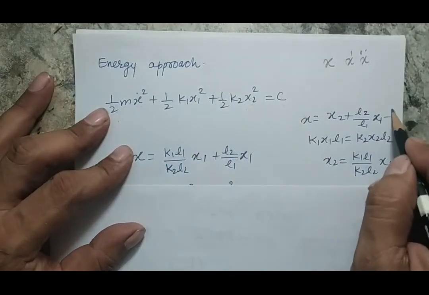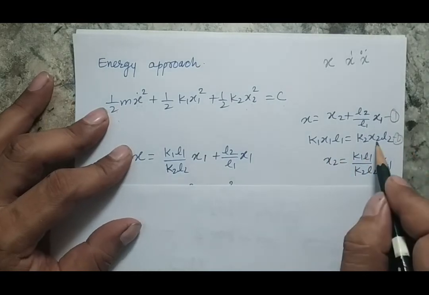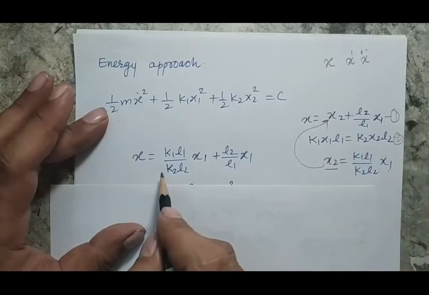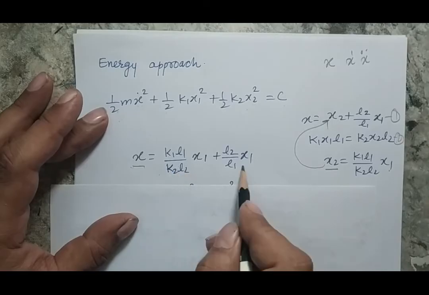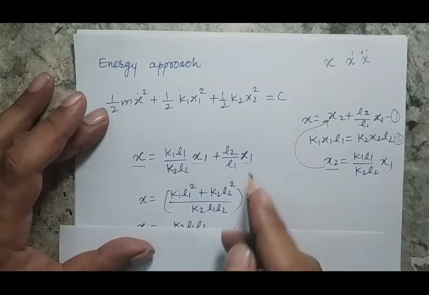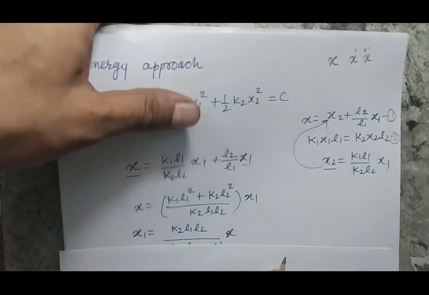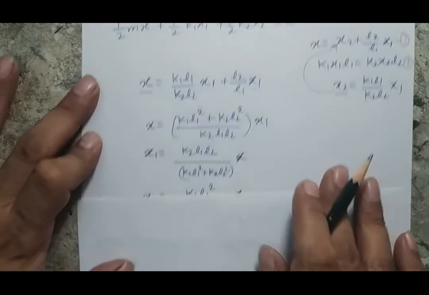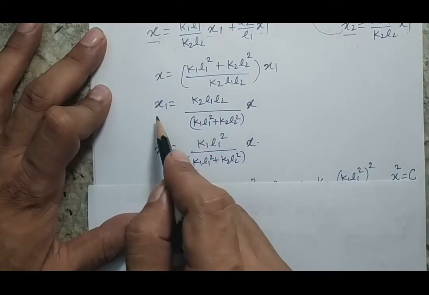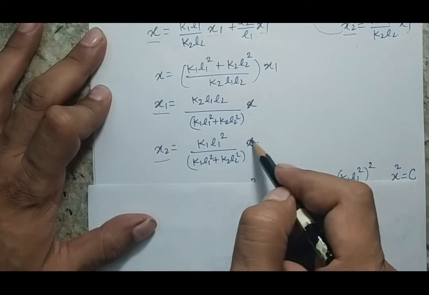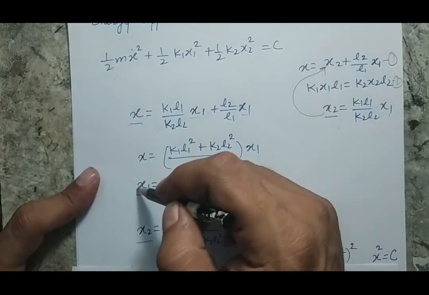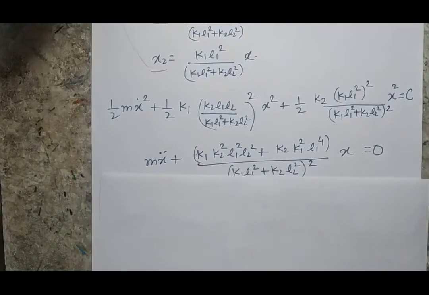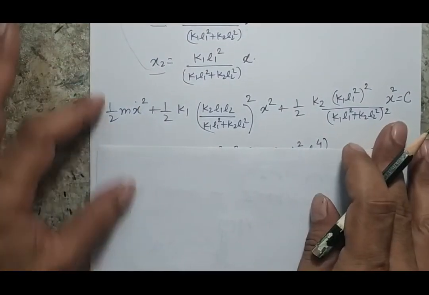So this is my equation 1, this is my equation 2. From equation 2 I can get the x2 value in terms of x1, and then this x2 can be put here. So this would be my expression for x, where I have only x1. So first I will calculate x1 from this equation. This is the expression of x1. When I put this x1 into this equation, I get the expression for x2. So finally I have the values of x1 and x2 in terms of x. I will put this x1 and x2 into this equation. So this is my final expression, the total energy expression, and now I have only one variable x here.